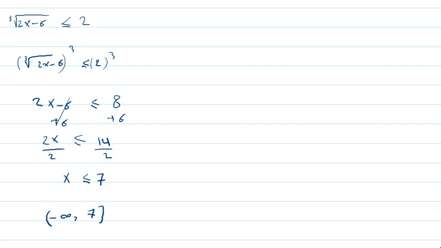We didn't check the negative radical property here because it's a cubic root, and the cubic root of 2x minus 6 can be either positive or negative. All we did here is isolate the radical expression, and it's isolated already. Then we just use the radical removing property by raising both sides of the inequality to the power 3.